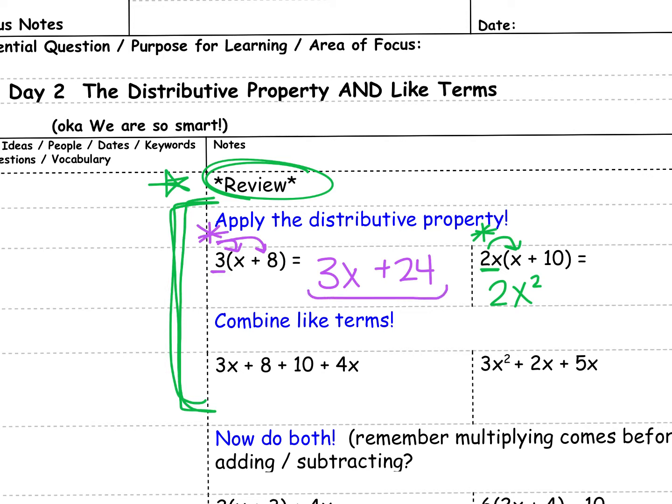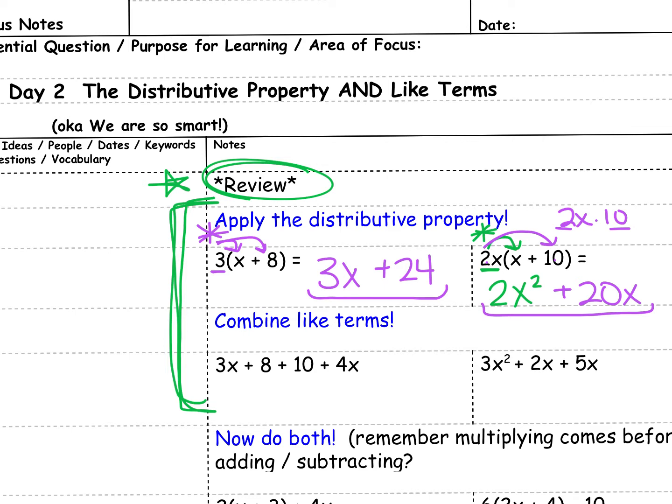The next one we already started, and so now I just have to do the second part. 2 times x, or 2x times 10. So 2x times 10, I can multiply my numbers, so that's plus 20. Don't forget the x. These also are not like terms, so I can't put them together. I just leave my answer like that.